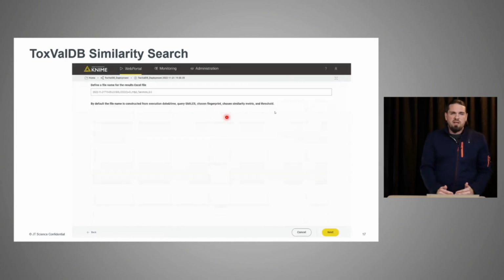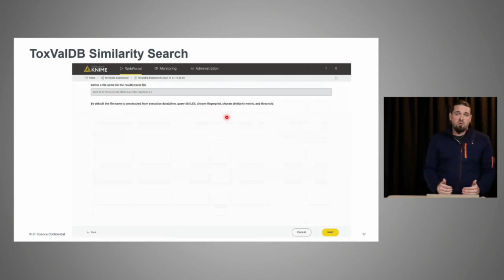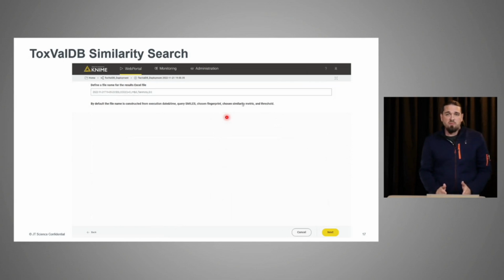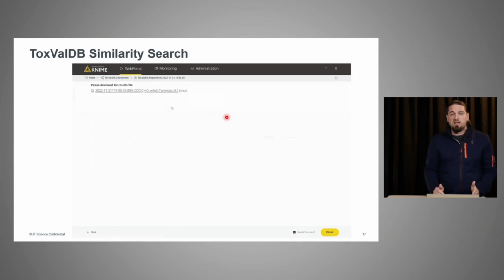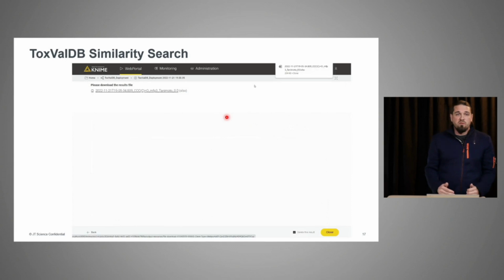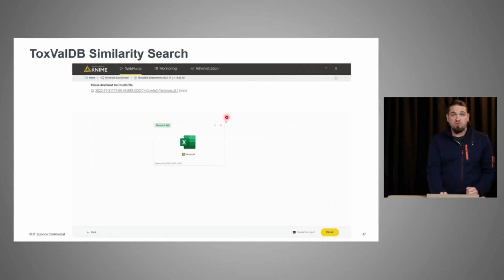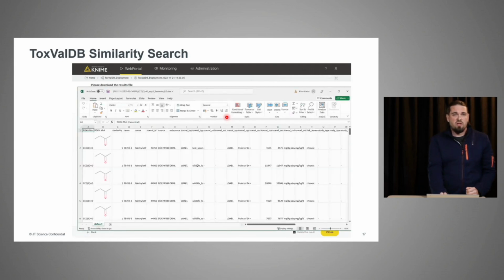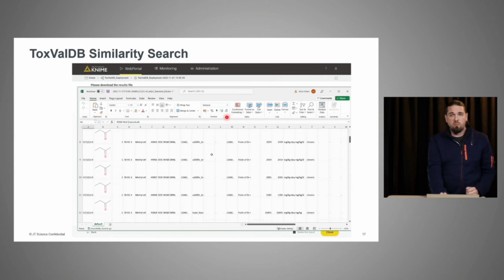So when we go to the next step, a file name is automatically created. Here, for the sake of audit trail, you see there's a molecular identifier with SMILES. What was the similarity metric and other settings can be stored in the file name as well. And clicking next, the file can be downloaded in Excel format for further use. And that's going to be opened in just a second to show you how it looks in Excel. So there we go, pretty much what we've seen on the KNIME web portal.